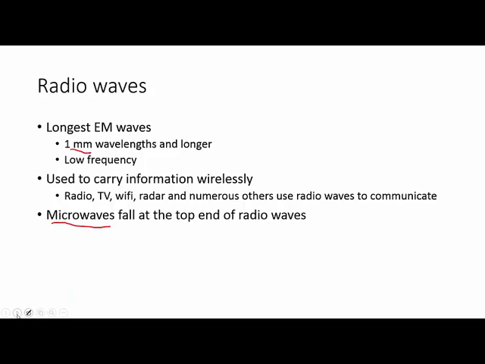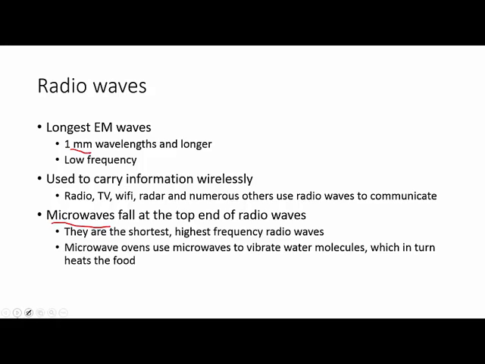Microwave ovens use a certain wave, about 12 centimeters long, to actually vibrate water molecules, and that vibration of the water molecules heats the food, and then convection and conduction will allow all of the food to get hot. So, like I said, they use about 12 centimeter long waves in order to do that.